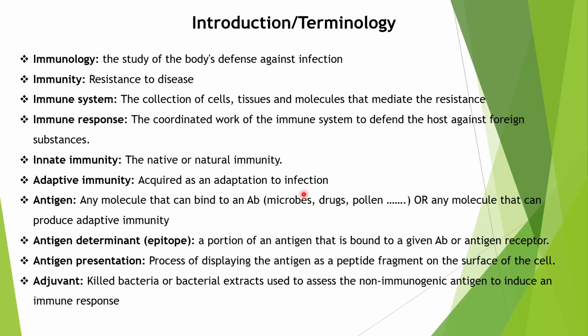Next is antigen. It is a molecule that can bind to an antibody, for example microbes, pollen, drugs, etc., or any molecule that can produce adaptive immunity. Antigen determinant is an epitope, a portion of an antigen that is bound to a given antibody or an antigen receptor. Next is antigen presentation, the process of displaying the antigen as a peptide fragment on the surface of the cell. Adjuvant is a killed bacteria or bacterial extracts used to assist the non-immunogenic antigen to induce an immune response. So these are the terminologies.